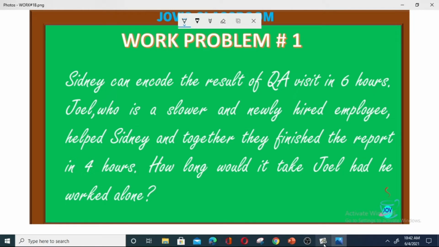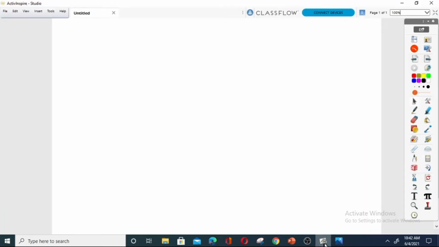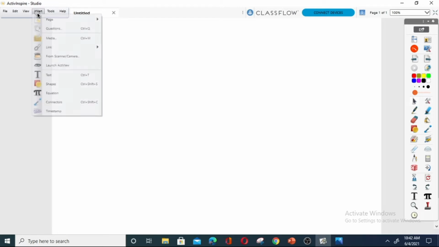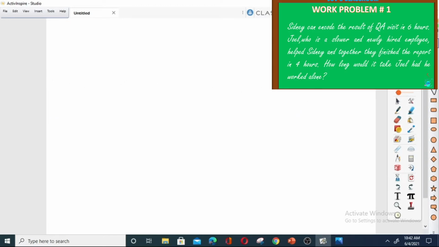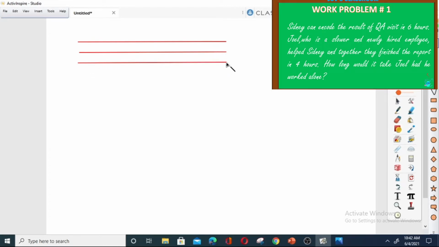Okay, so let us solve. Again, to solve this problem, my good practice is to put all the given in a table so that we can easily analyze. So there are 2 involved persons, so I will use 3 rows. The first column is for the name of the person in the problem.